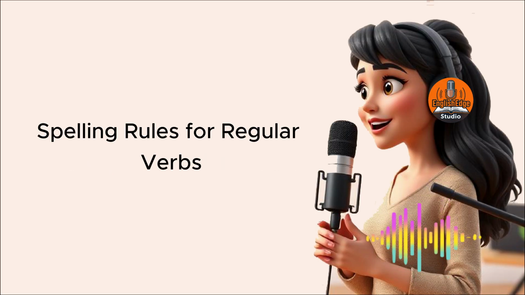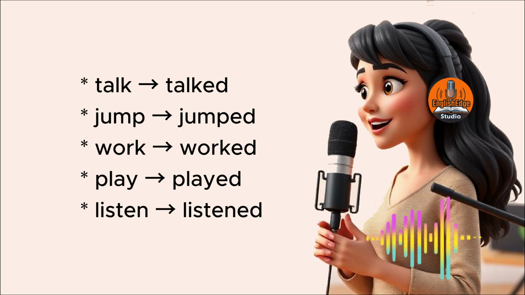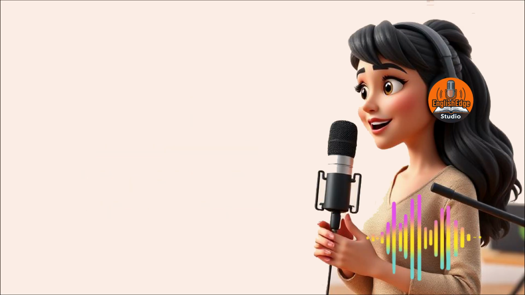Spelling rules for regular verbs. 1. Add ed. For most verbs, just add ed. Example, talk becomes talked. Jump becomes jumped, work becomes worked, play becomes played, listen becomes listened.